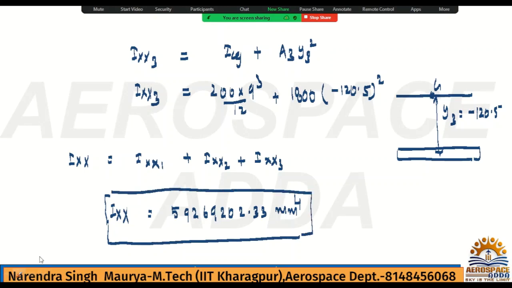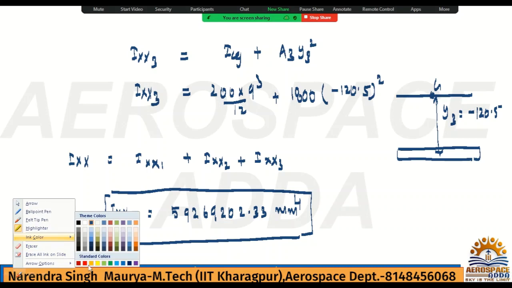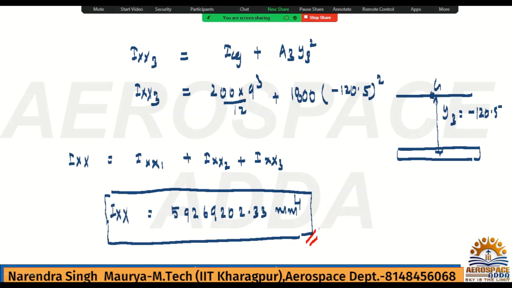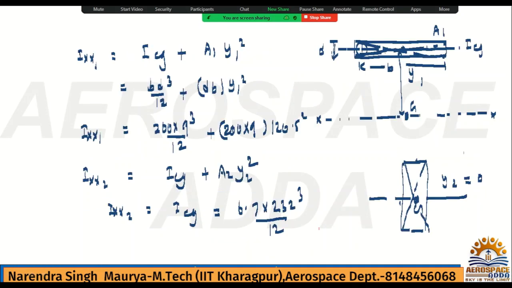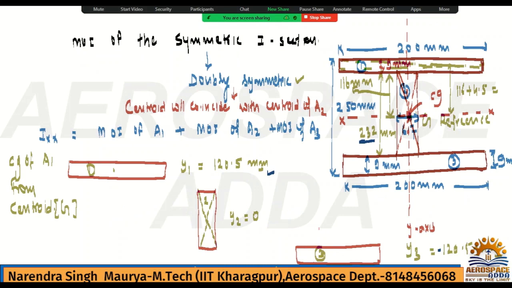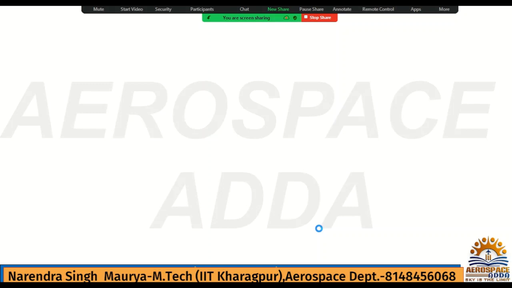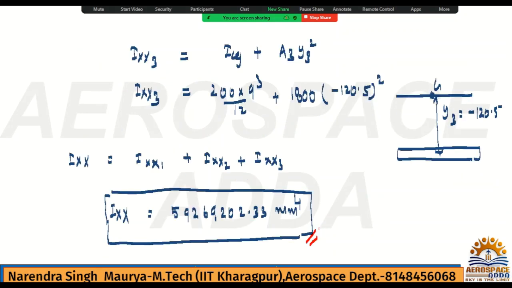So this is a simple one. Very basic things you need to remember here, what I had explained. In the next class I will tell you the short method. One more method we have, a very short method we can use for the doubly symmetric body.